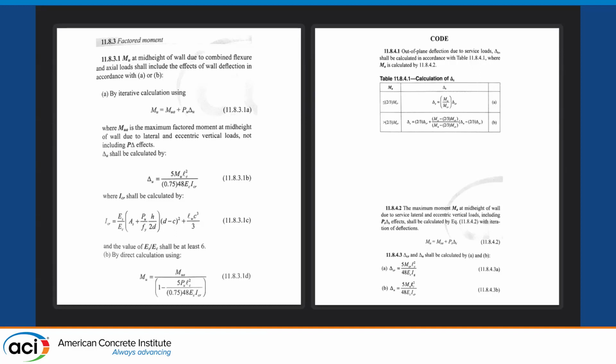And then also the service level deflections are calculated using an iterative calculation, checking Ma against 2/3 of the cracking moment to see which equation to use.